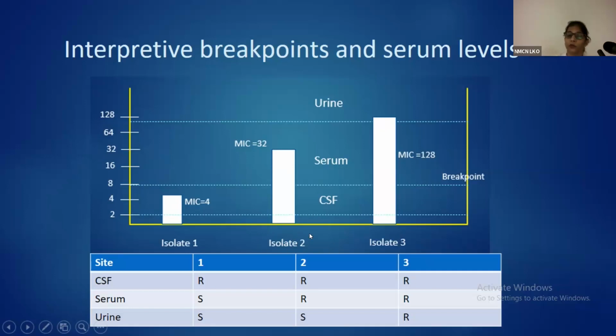Coming on to the next isolate, isolate number 2, we can see that the MIC is 32. So the isolate will be resistant to the antibiotic in CSF and serum, but will be sensitive in urine. Then isolate number 3, the MIC goes till 128. So this will be resistant in all the 3 sites of infection.